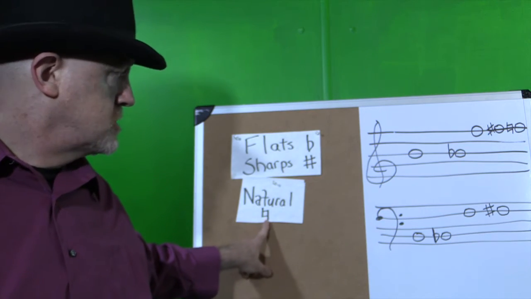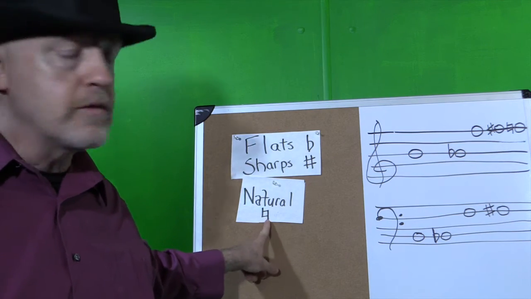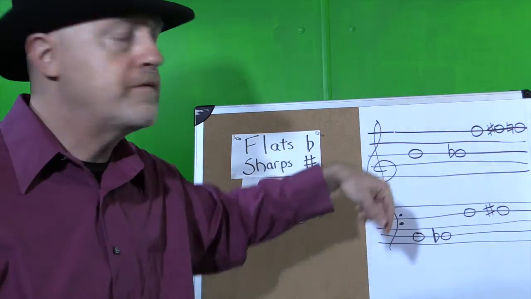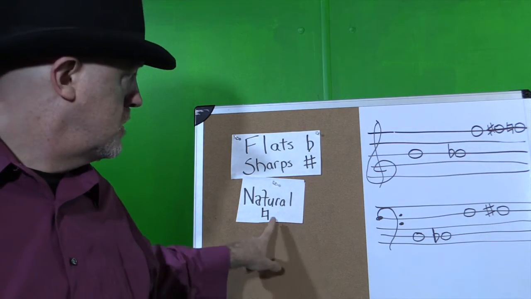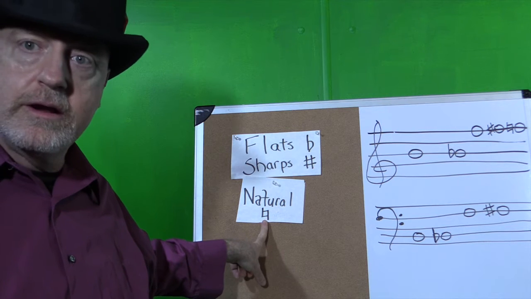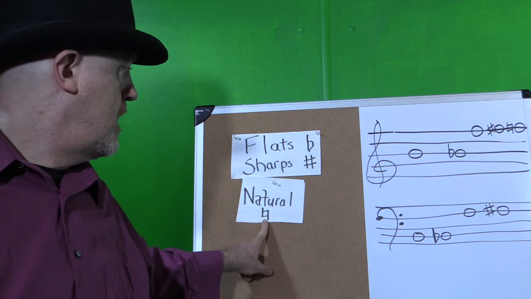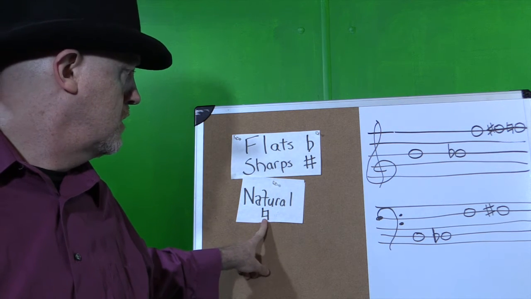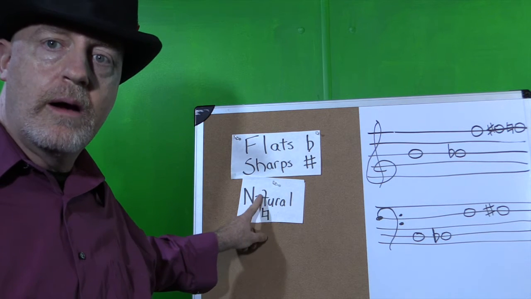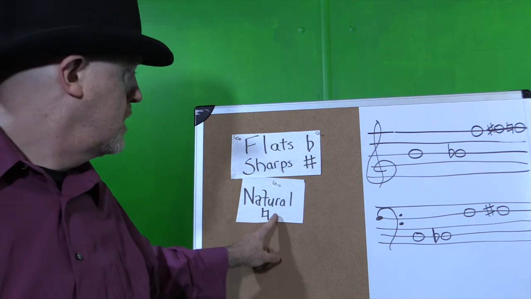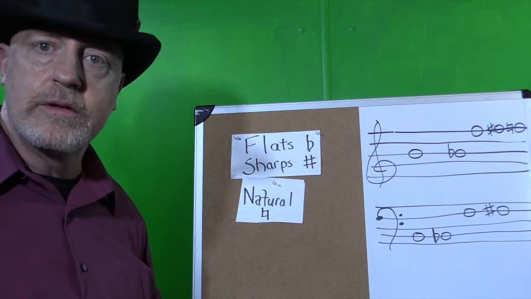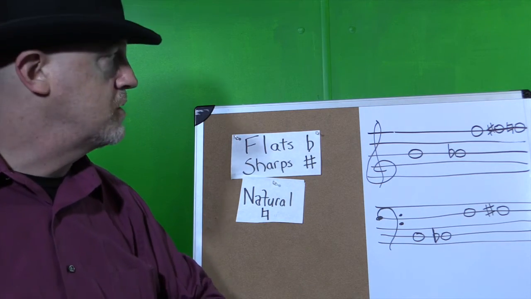So, the natural sign, if we need to put that on there, if we want to turn a sharp or a flat back into a natural, then we have this sign here. And I think this sign looks to me like a square with a line going up from the left side of the square and down from the right side of the square. That's kind of a simplified way to describe a natural sign.